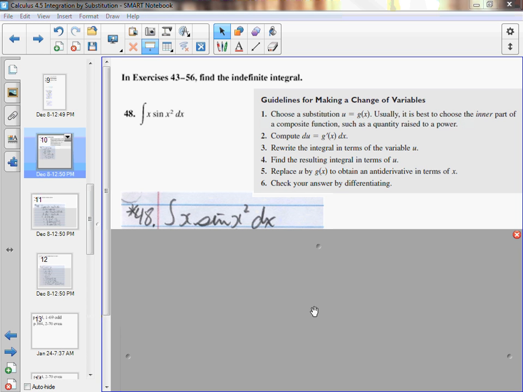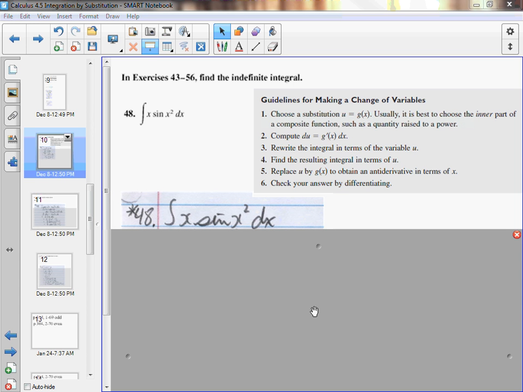We're on page 305. We're finding indefinite integrals. We're going to use the substitution method or the change of variables method, whichever you want to call it. It's called both. And this time on 48, they give us a trig function. And that's a game changer sometimes, and it is in this case.